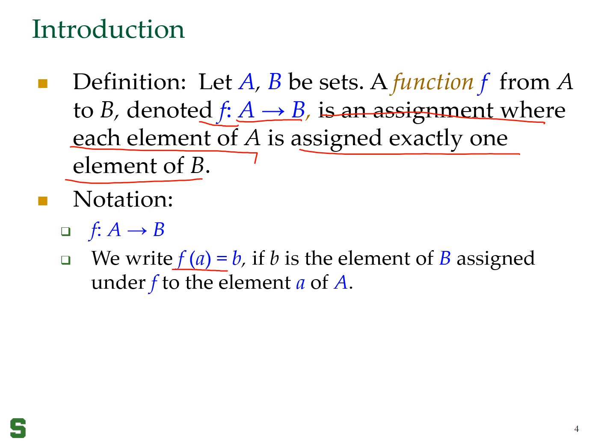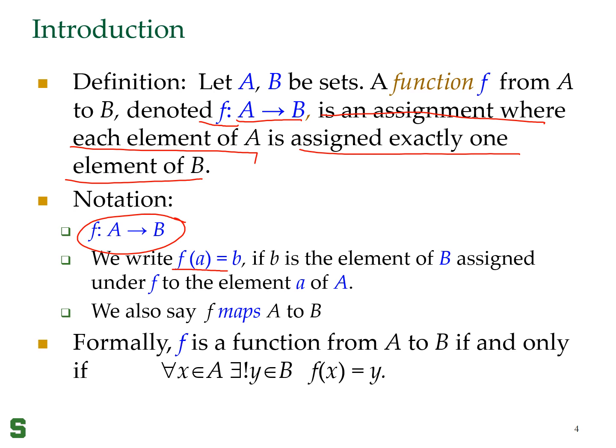One thing I want to emphasize is that this notation looks very similar to the implication sign, but this has nothing to do with the implication sign. This is just mathematics using the same notations for different things. We also say f maps A to B, and formally we can write this as: for all x in A, there exists a unique y in B such that f(x) = y.